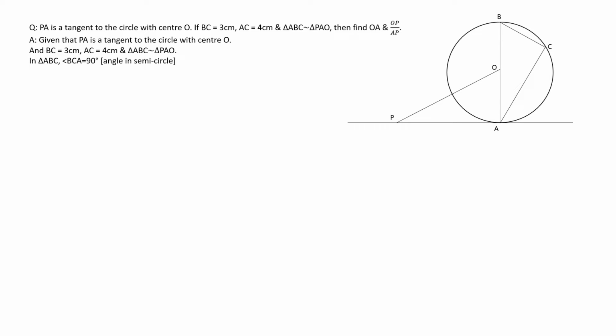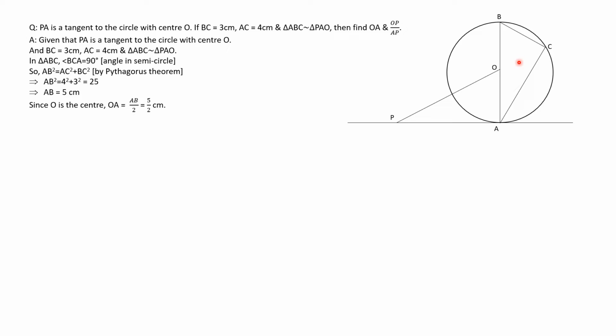Now, in triangle ABC, angle BCA equals 90 degrees because AB is the diameter of the circle, and so angle C is the angle in a semicircle. So therefore, angle C is 90 degrees. So AB square equals AC square plus BC square following Pythagoras theorem. This implies AB square equals 4 square plus 3 square, which equals 25, so AB is nothing but 5 cm.